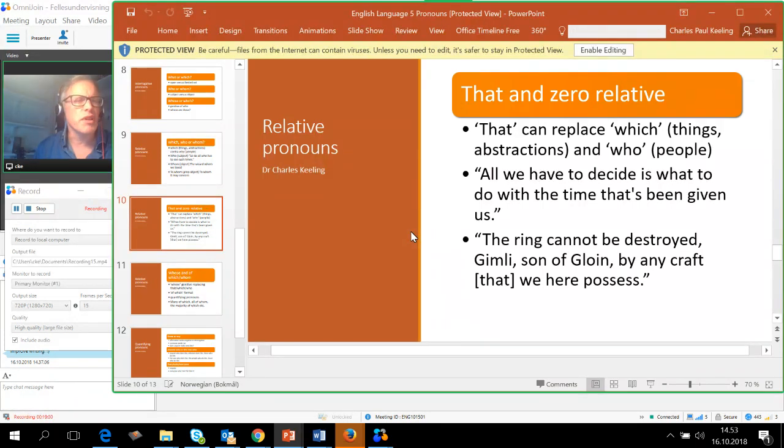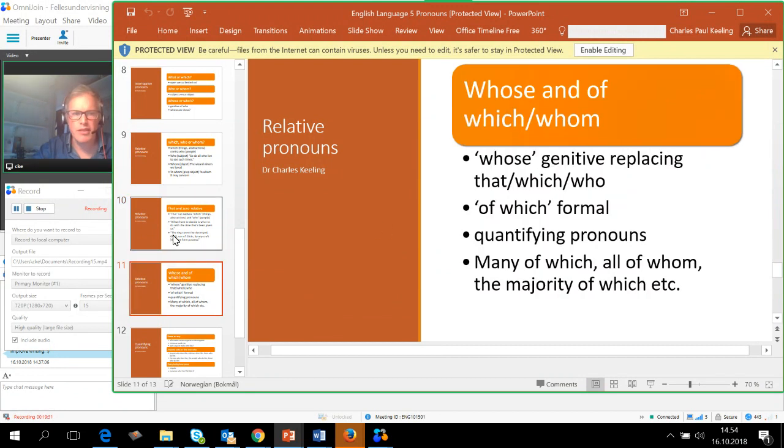Who was the actor that was in that film? You know, the one with the hair. So that there is really a simplification of language and well worth using. So here, all we have to decide is what to do with the time which has been given us. "Who" would be fine as well, but "that" does the job equally well and could replace "who" if necessary. So that's a little tendency shortcut, I guess, we can talk about.